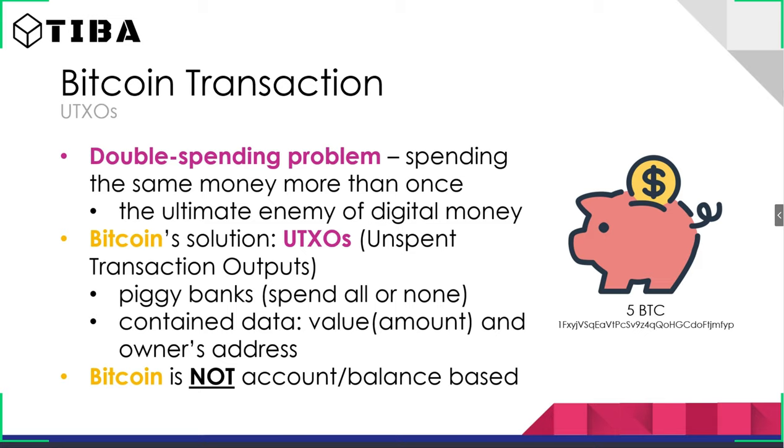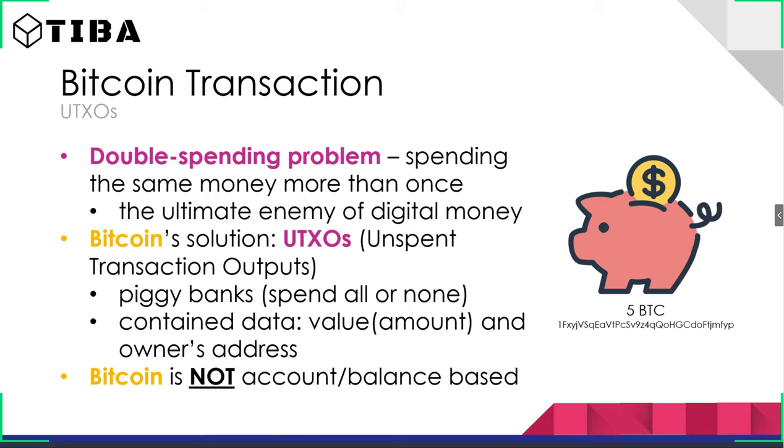So another challenge in creating Bitcoin is something called the double spending problem. And you know, it's basically spending the same money more than once. And it is the ultimate enemy of digital money. It is what has been keeping people from creating something like Bitcoin for many years, because they couldn't solve the double spending problem in a decentralized way.